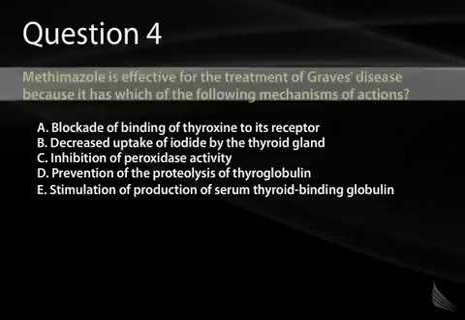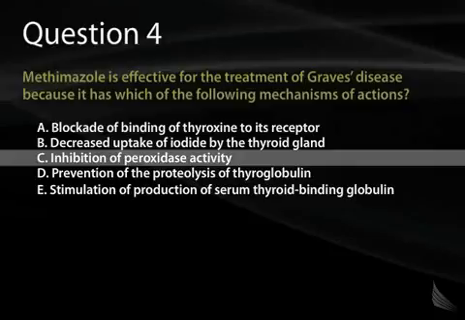So this question is asking, what is the mechanism of action of methimazole? Does it work by blockade of binding of the thyroxine to its receptor, decreased uptake of the iodine by the gland, inhibition of thyroid peroxidase activity, prevention of the proteolysis of thyroglobulin, or by stimulation of production of serum thyroid binding globulin? So the correct answer to this question is C, which is inhibition of thyroid peroxidase activity. Because again, remember, methimazole and PTU, both of them inhibit thyroid peroxidase activity, but it is only PTU that would inhibit the 5' iodinase activity in the periphery as well.